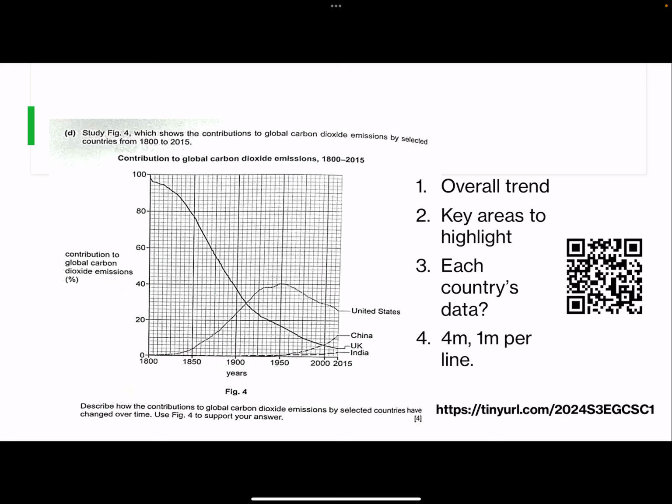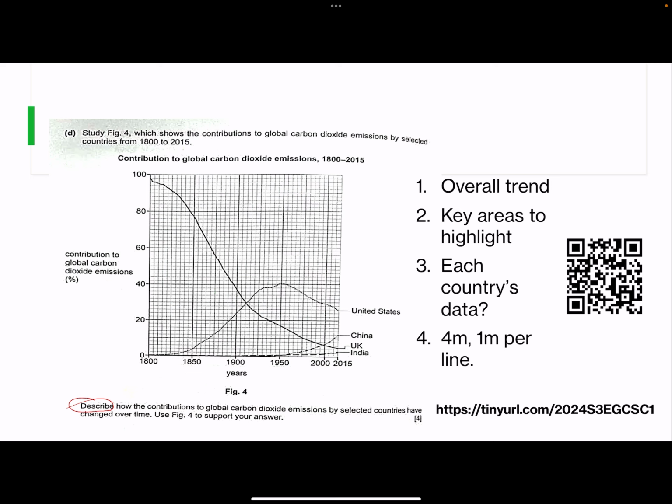Now that you've tried the first described question, we're going to very quickly move on to another type of described question. This is from a past year paper, several years ago. Different syllabus, but it's more or less the same. The command word is still described. So what do they want you to describe in this particular question? They give you a line graph of 4 countries: India, UK, China, and United States. What are they mapping? They're mapping the contribution to global carbon dioxide emissions from 1800 all the way to 2015. In this question, they want you to describe how the contributions by these selected countries have changed over time. It's a 4-mark question, so they do expect you to talk about all 4 lines.